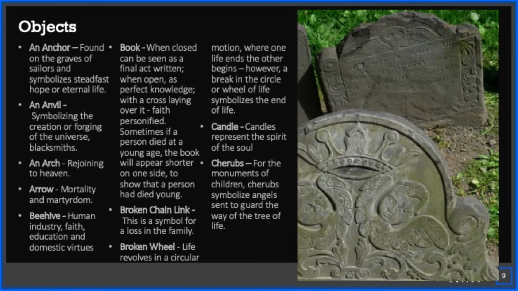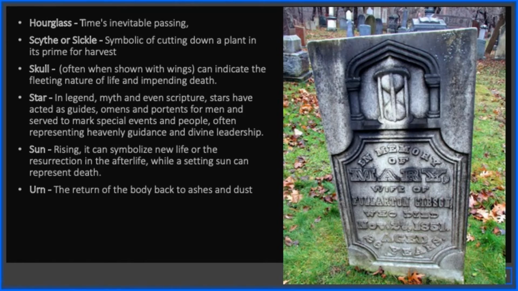Okay, and then objects. There's stuff like an anchor, which might symbolize the nature of a person's character, like they're strong, steadfast, never wavering. And then there's, of course, more practical things like an anvil or a hammer, which might suggest what they did in life. For example, an open book could mean that they were a scholar, or it could mean that they were a priest or some person in the church.